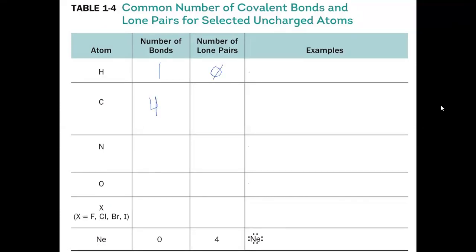Carbon prefers to have 4 bonds and 0 lone pairs. Nitrogen prefers to have 3 bonds and one lone pair. Oxygen prefers to have two bonds and two lone pairs. Halogens prefer to have one bond and three lone pairs.